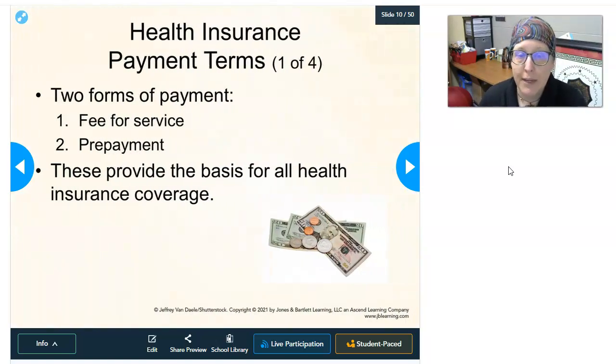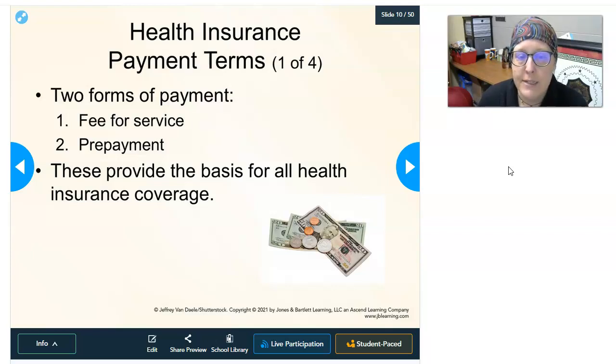Okay, so let's talk about payment terms. There are 2 forms of payment that health insurance will do: the fee-for-service and the prepayments. Fee-for-service is you go and get a checkup or get a test for coronavirus or the flu or whatever, and you get the service, they file your health insurance, and your health insurance pays for the service that you got, okay? And then if you had a copay or whatever, you pay for it.